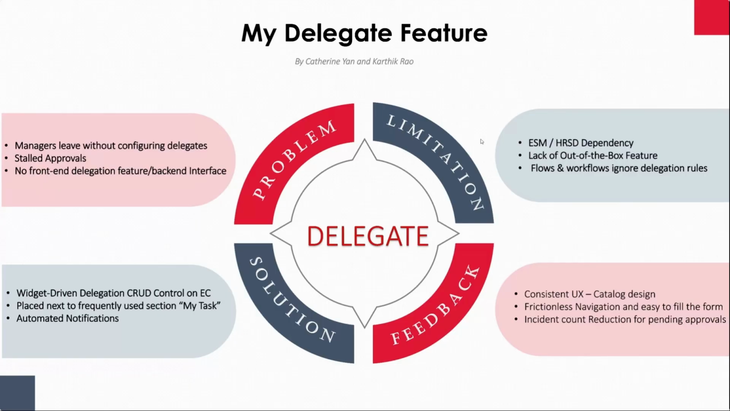So the main problem we faced was that managers would always leave without doing any delegates, right? Because of that we had stalled approvals. They would go on vacation for 3 weeks, and the task would be in approval pending for 3 weeks, and a lot of issues used to happen, right? And then the main complaint or feedback we got was about the front end.